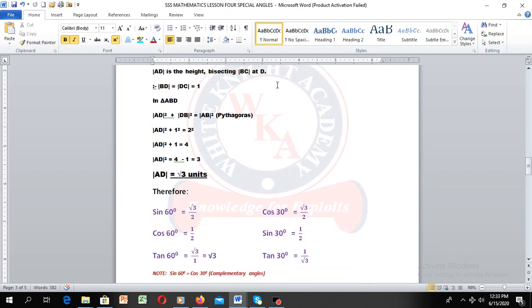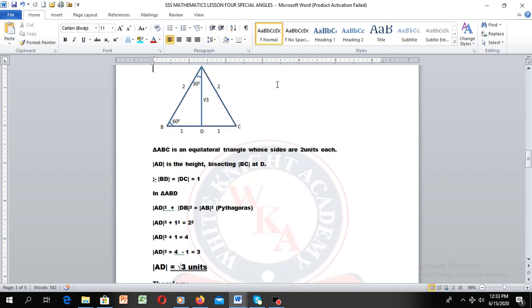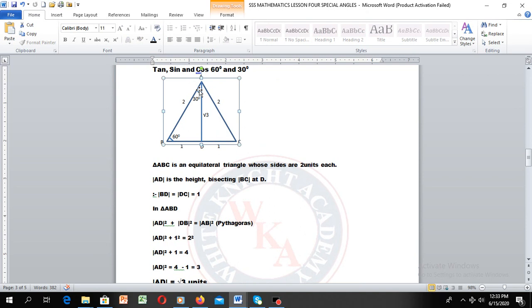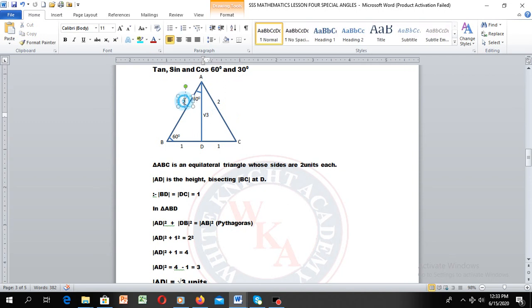Then let's go for cos 30 degrees, sin 30 degrees and tan 30 degrees. So we're going back to our triangle ABD. In triangle ABD here, our 30 degrees is up there. So using angle 30 degrees as our reference angle this time around, the opposite will be 1 unit, the adjacent will be root 3 units, and the hypotenuse remains the same, 2. So cos 30, cos is adjacent over hypotenuse. That means that cos 30 degrees is root 3 over 2.